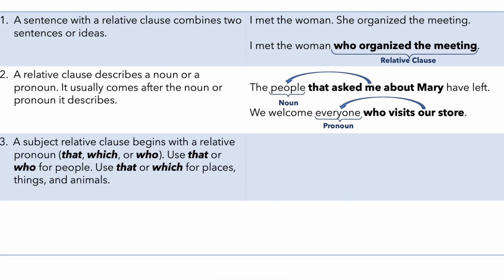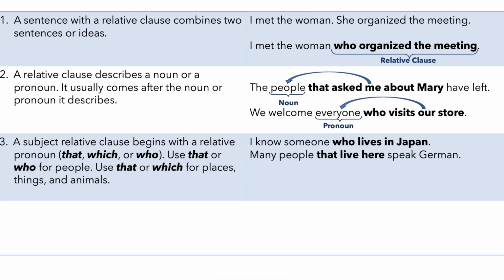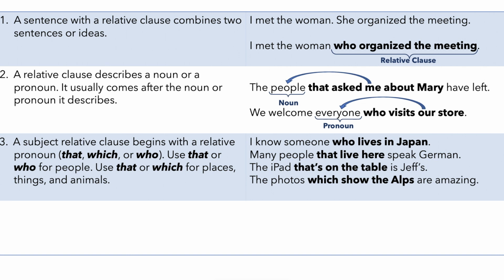Rule number 3. A subject relative clause begins with a relative pronoun. It could be that, which, or who. We use that or who for people, and that or which for places, things, and animals. For example, "I know someone who lives in Japan." "Many people that live here speak German." "The iPad that's on the table is Jeff's, and the photos which show the Alps are amazing."